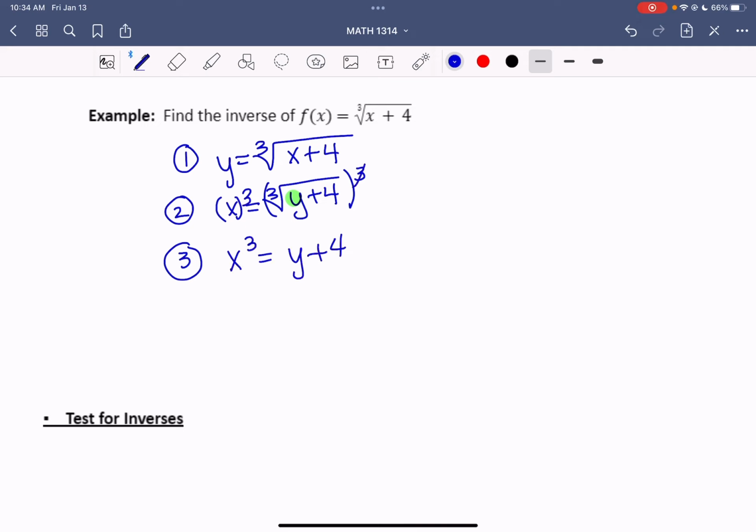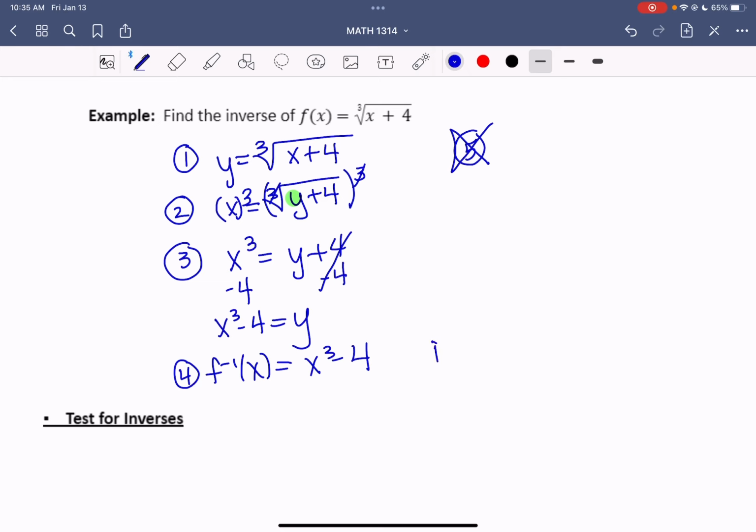So it gives me x cubed equal to y plus 4, because these would cancel. Those are inverse of each other. And then I'm going to subtract 4. So it gives me x cubed minus 4 equal to y. See, step number 3 in this one wasn't as long. Step number 4, rewrite with f inverse of x instead of y.